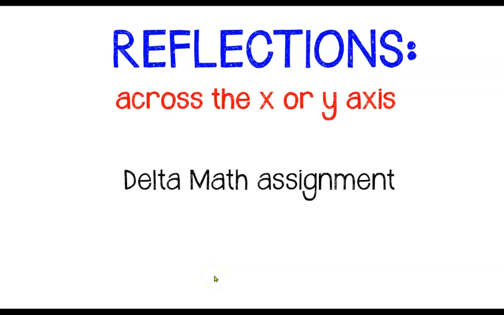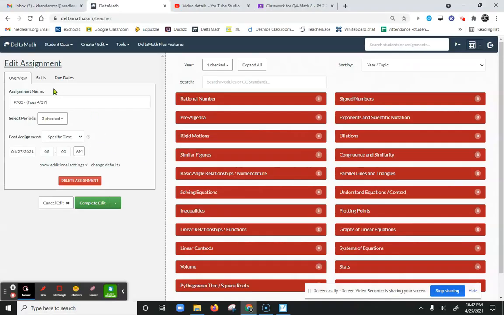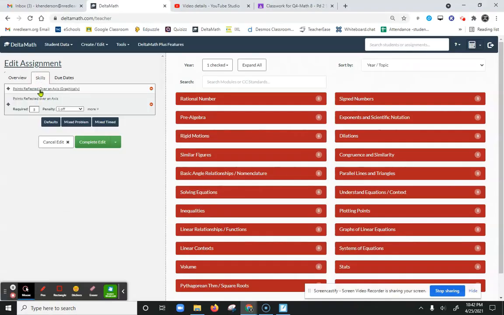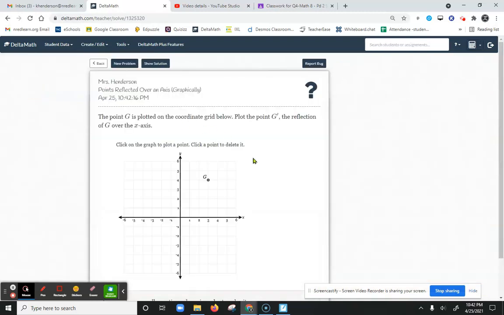This tutorial will help you to complete the questions on the Delta Math assignment about reflections. This assignment works on reflecting points over an actual axis. So let's take a look at this first question. It says the point G is plotted on the coordinate grid below. Plot the point G prime, which would be the reflection of G, over the x-axis.